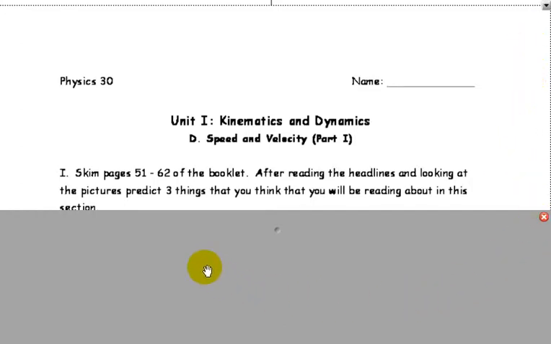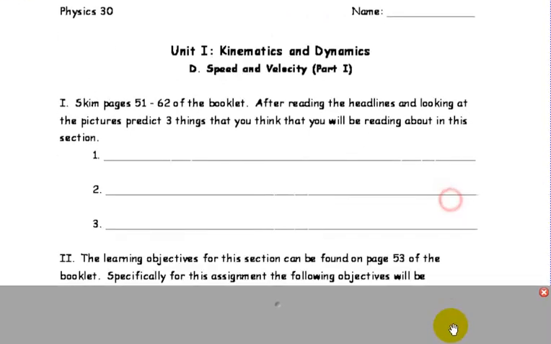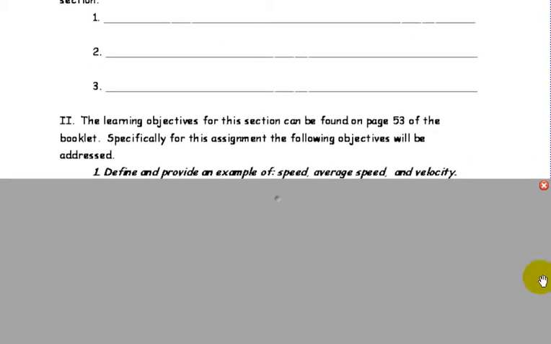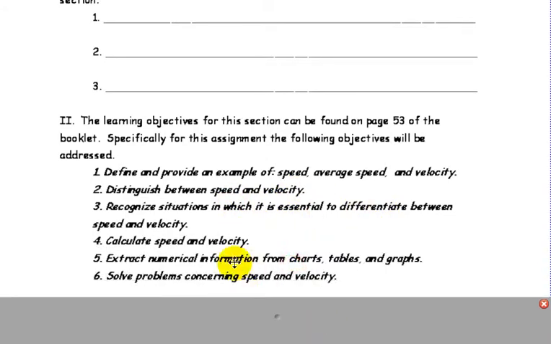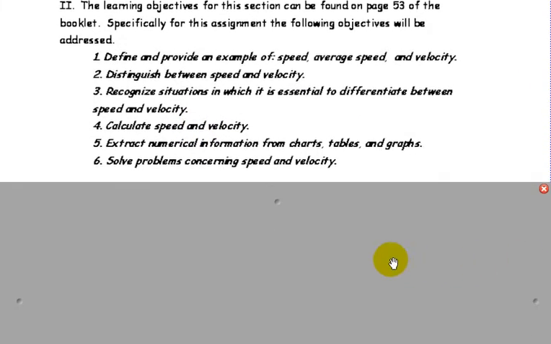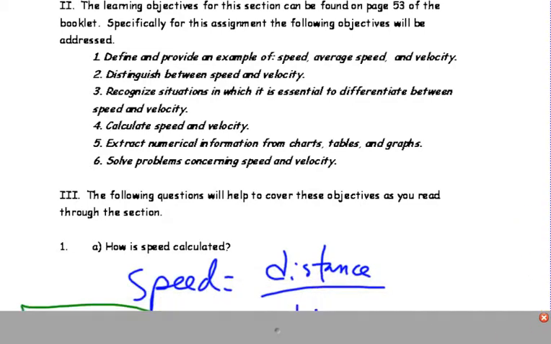Welcome back, Physics 30. This is Speed Velocity Part 1 for Section 1D, which corresponds to pages 51 to 62 of your booklet. In this video we'll be looking at defining speed, average speed, and velocity, distinguishing between speed and velocity, recognizing situations in which it is essential to differentiate between the two of them, calculating speed and velocity, looking at information from charts, tables, and graphs, and solving problems involving speed and velocity.